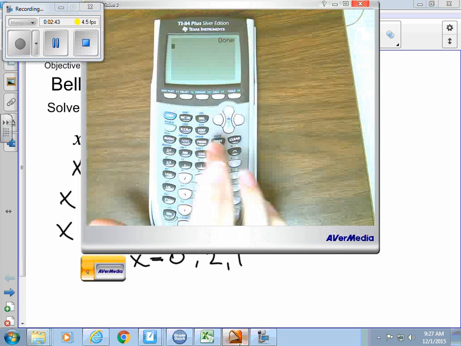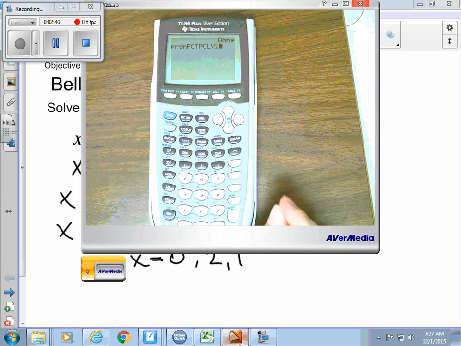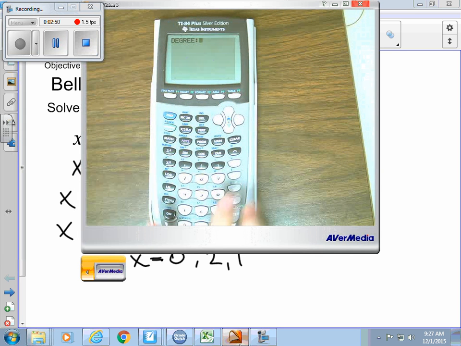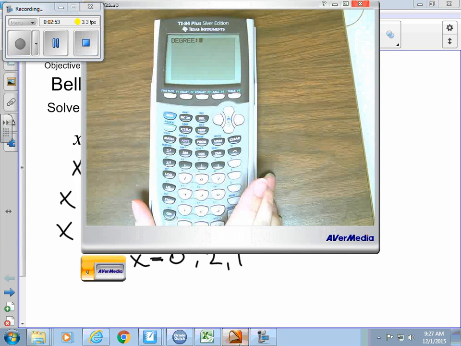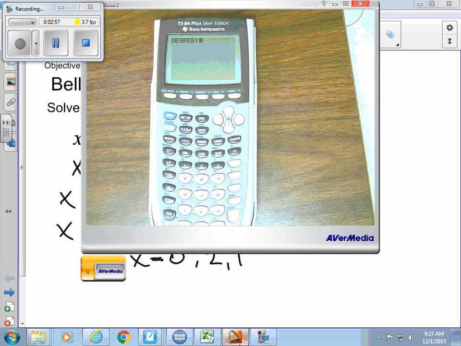Program, Factor Poly, push enter. It says memory is insufficient. So, at some point after class, bring me your calculator. We'll have to clean up, you've got too much stuff on your calculator. Okay, again, bring me your calculator after class and we'll check.